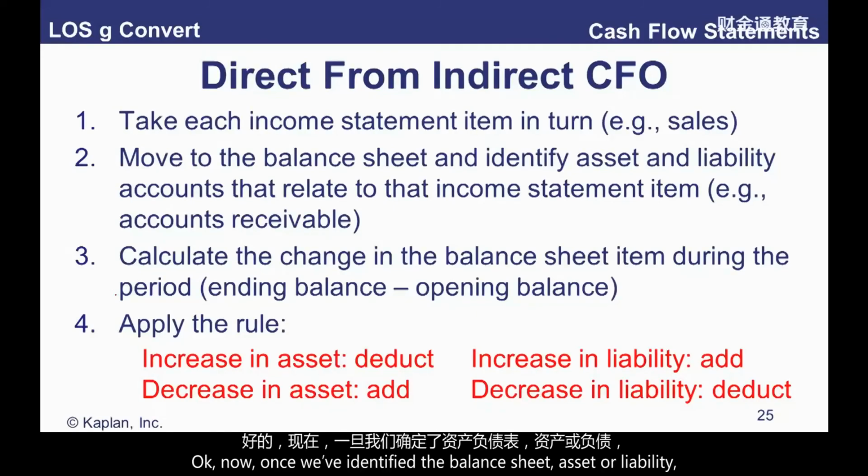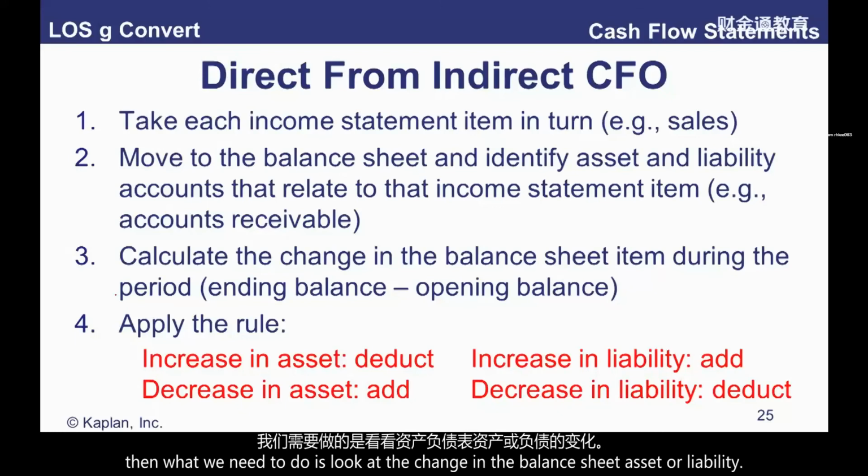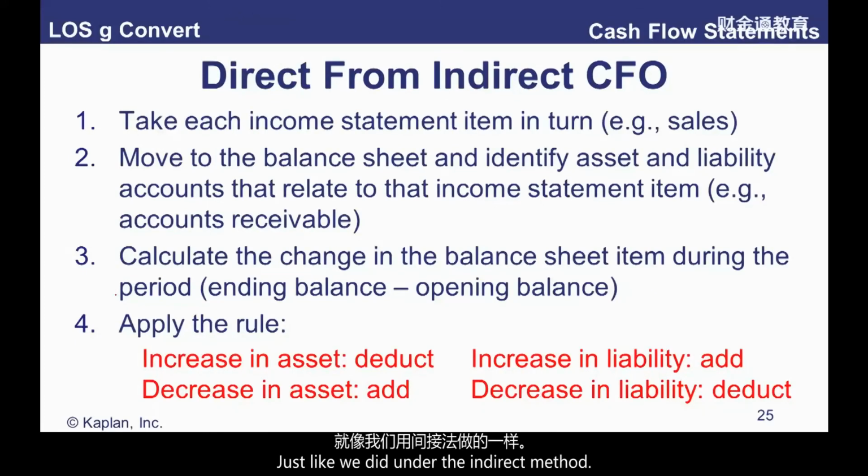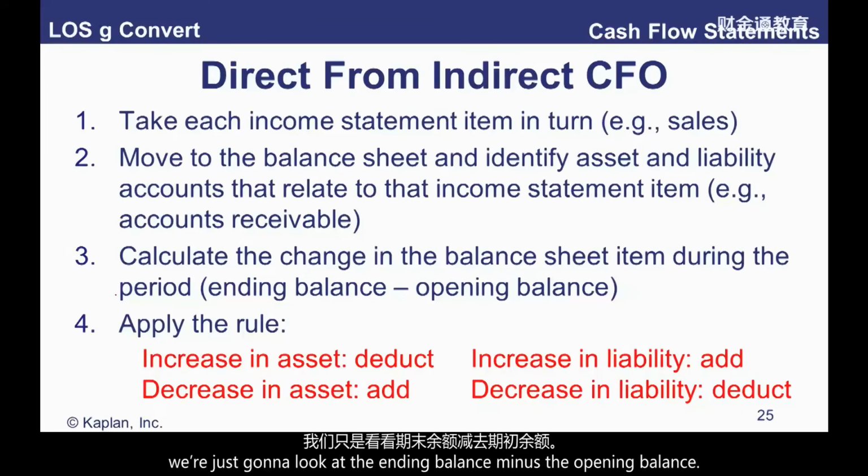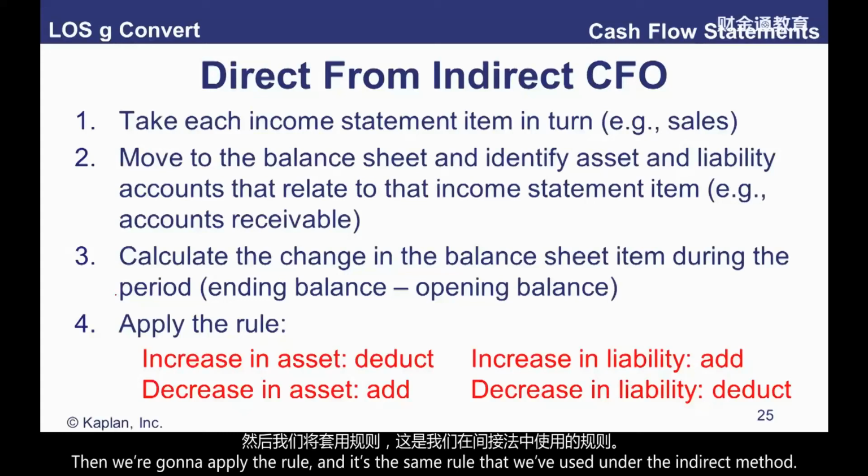Okay, now, once we've identified the balance sheet asset or liability, then what we need to do is look at the change in the balance sheet asset or liability, just like we did under the indirect method. And of course, change, very simple. We're just going to look at the ending balance minus the opening balance.